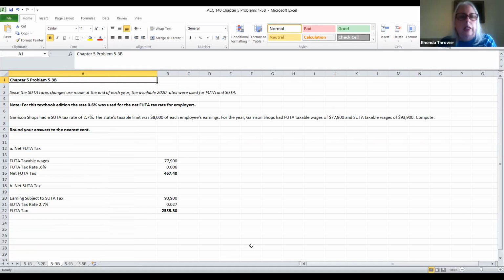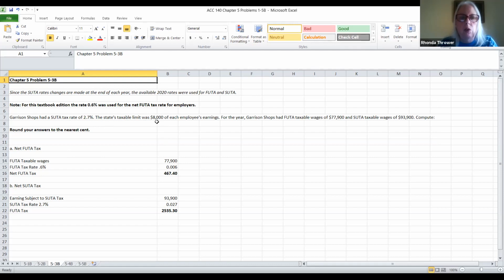And on this problem, we're looking at Garrison Shops, and we had a SUTA tax rate of 2.7%. The state's taxable limit was 8,000. Notice it depends on what state you're in as to what the ceiling or the taxable limit is in that state. Again, you can find the state and the ceiling amounts in figure 5.1 on page 5-13 of your textbook. But in this case, they've given you the state's taxable limit, which is 8,000.